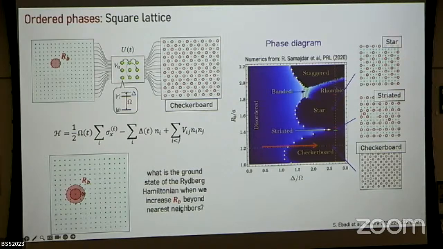Some of these are, for example, the star phase, again, is the dense packing of the lattice, provided that you have a larger blockade. The striated phase instead is kind of a stranger phase.